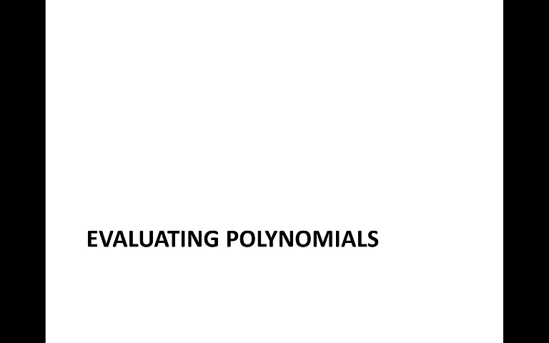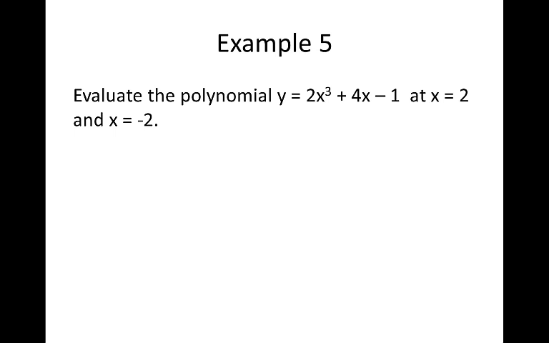Evaluating polynomials. Again, we've kind of done this before in a different format. We called them formulas. When we had formulas and I told you to put some values in, this is really all we're doing here. So let's evaluate the polynomial y equals 2x cubed plus 4x minus 1 at x equals 2 and at x equals -2. So two different problems here. So x equals 2, let's pop it in. So again, the 2 is just going to go in wherever we see the x. So 2 times 2 cubed plus 4 times 2 minus 1.